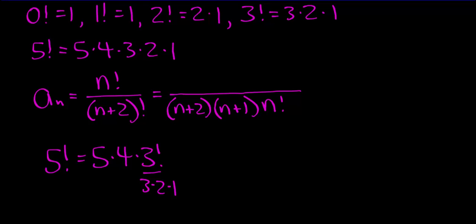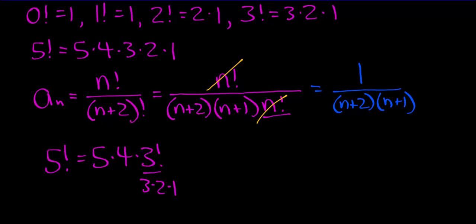Now you might say, well, why did you stop here at n factorial? Because up top I have n factorial, and what I was hoping to do is divide those out. So now I have a different expression here, a simplified expression, n plus 2 times n plus 1. And there's not even a factorial in that now.